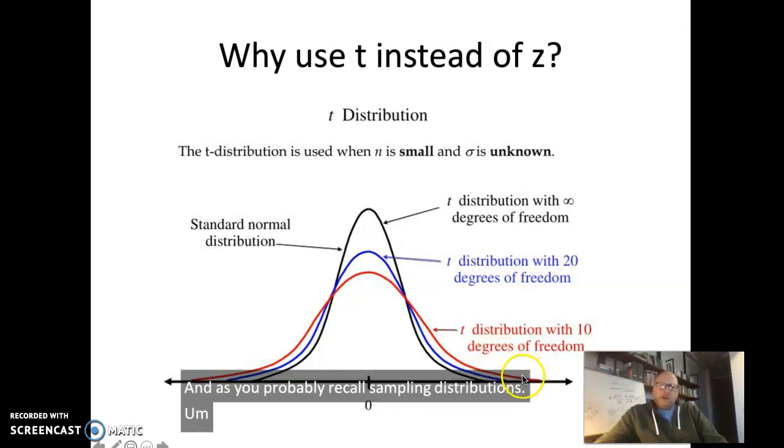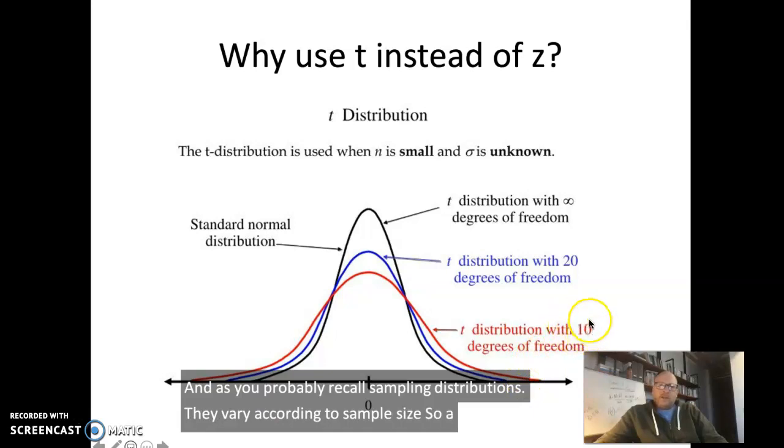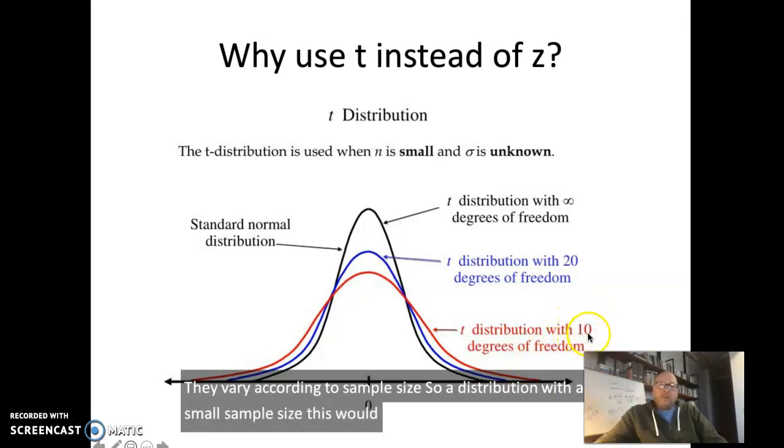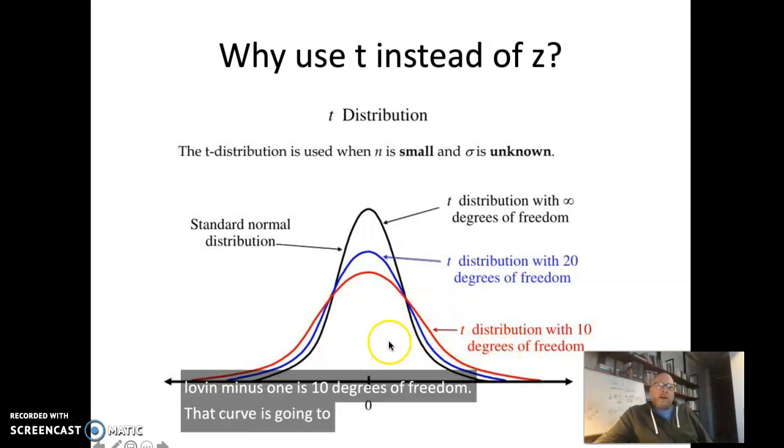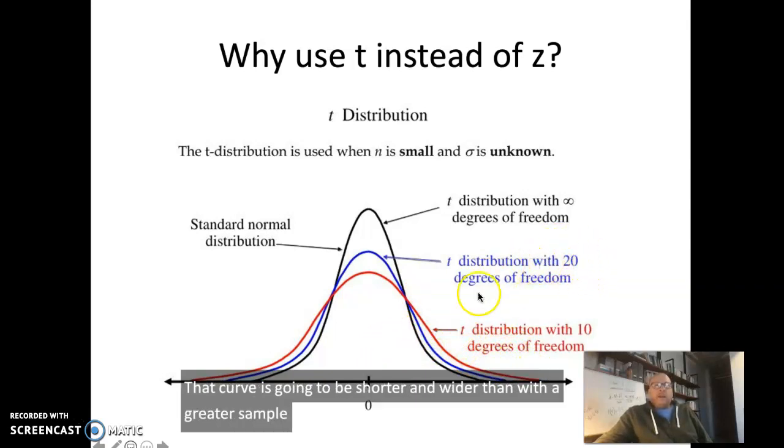they vary according to sample size. So a distribution with a small sample size, this would have a sample size of 11, because 11 minus 1 is 10 degrees of freedom. That curve is going to be shorter and wider than one with a greater sample size of 21.